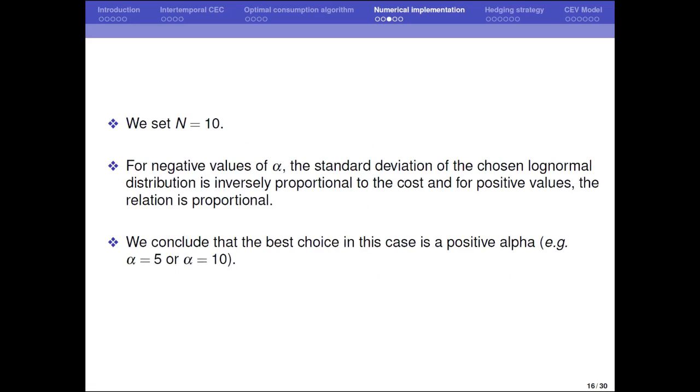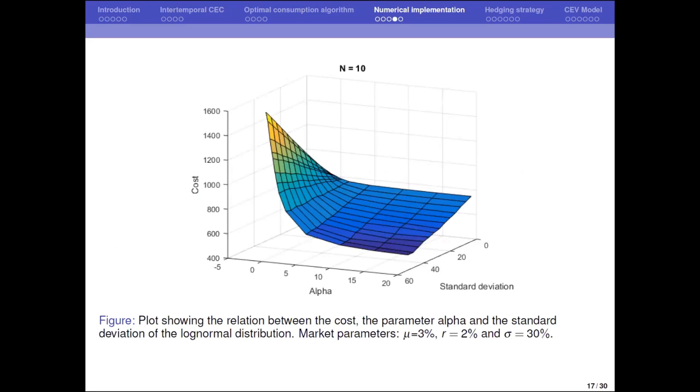Well, for the example, I set n equal to 10, and for negative values of alpha, the standard deviation of the chosen log normal distribution is inversely proportional to the cost, and for positive values, the relation is proportional. I show this in the next slide. That is this.